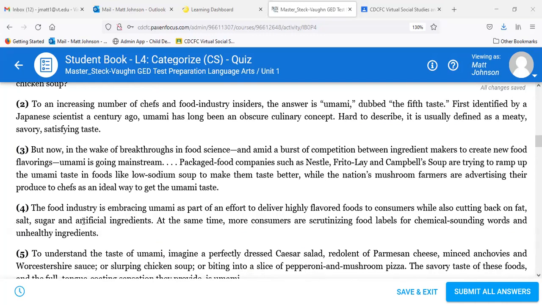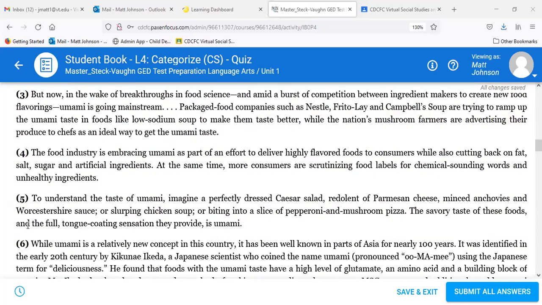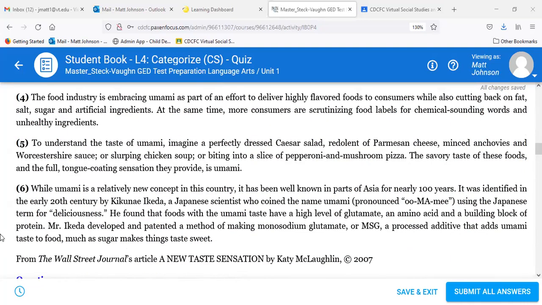Fourth paragraph. The food industry is embracing umami as part of an effort to deliver highly flavored foods to consumers while also cutting back on fat, salt, sugar, and artificial ingredients. At the same time, more consumers are scrutinizing food labels for chemical-sounding words and unhealthy ingredients. To understand the taste of umami, imagine a perfectly dressed Caesar salad, redolent of Parmesan cheese, minced anchovies, and Worcestershire sauce, or slurping chicken soup, or biting into a slice of pepperoni and mushroom pizza. The savory taste of these foods and the full tongue-coating sensation they provide is umami.